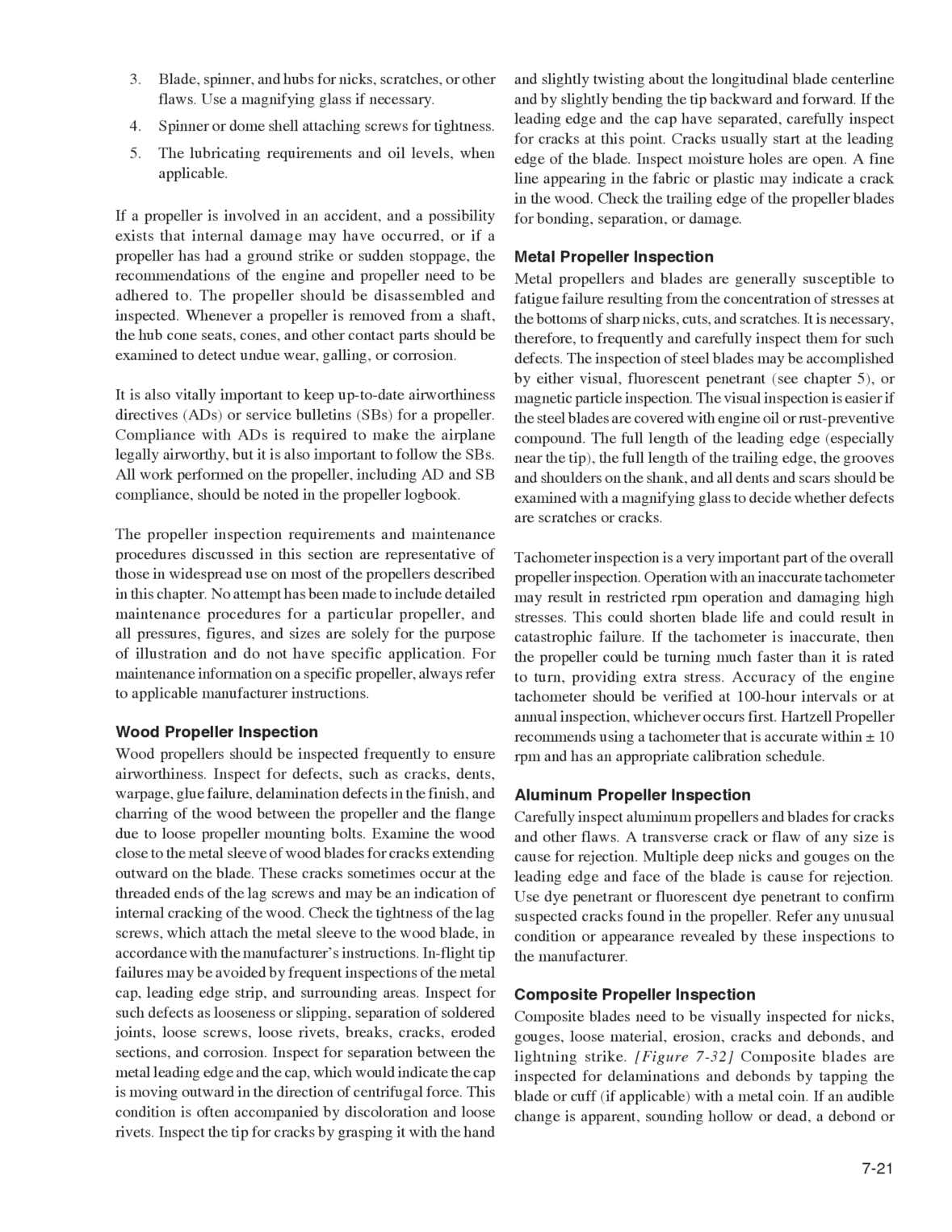Tachometer inspection is a very important part of the overall propeller inspection. Operation with an inaccurate tachometer may result in restricted RPM operation and damaging high stresses. This could shorten blade life and could result in catastrophic failure. If the tachometer is inaccurate, then the propeller could be turning much faster than it is rated to turn, providing extra stress. Accuracy of the engine tachometer should be verified at 100-hour intervals or at annual inspection, whichever occurs first. Hartzell Propeller recommends using a tachometer that is accurate within plus or minus 10 revolutions per minute, and has an appropriate calibration schedule.